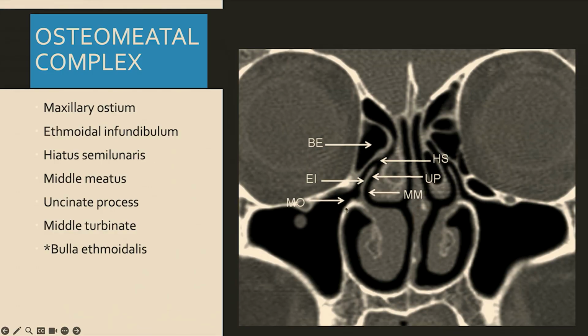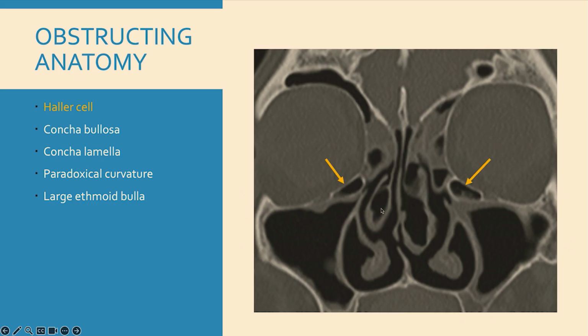We talked about the anatomy of the osteomeatal complex, right? Again, ostium, ethmoid infundibulum, hiatus semilunaris, middle meatus. Let's talk about what can narrow that drainage pathway now. You guys are familiar with Haller cells, right? Haller cells you want to dictate because look at the narrowing and look at the obstruction you see here. So always dictate, again, best seen on the coronal. If you guys are not looking at reformats, you're not going to see any of this stuff. So that Haller cell can be a real problem.